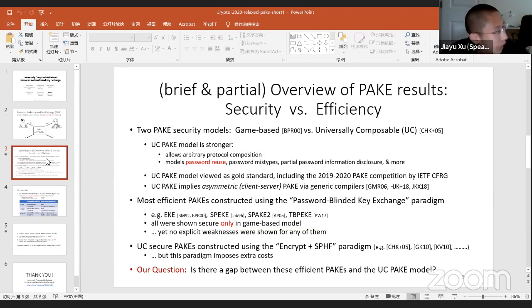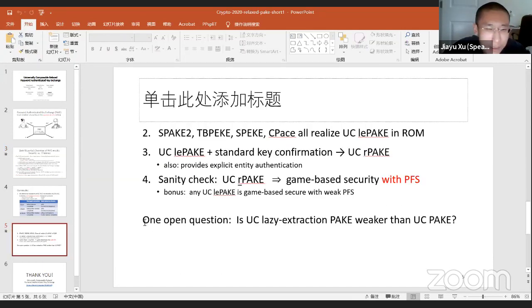To be honest, I really don't know, and I think only history can tell. But of course, my hope is that this UC relaxed PAKE will be accepted as somewhat standard in some years. But I believe there are some open questions which must be addressed before that. So for example, as I asked here, is this UC lazy extraction PAKE really weaker than the standard UC PAKE?